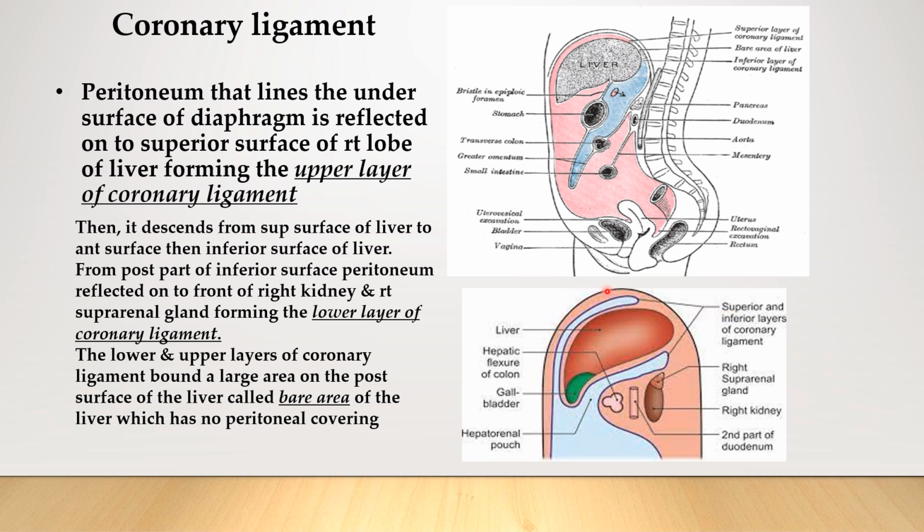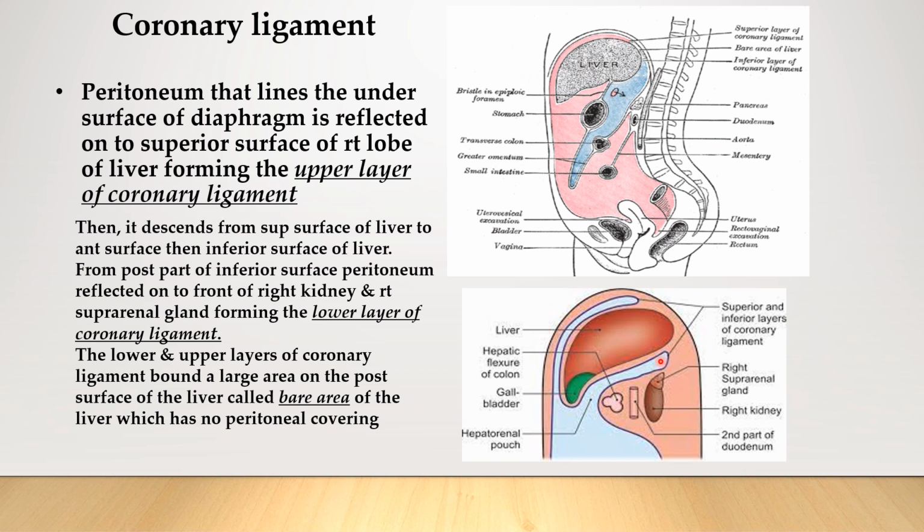So this is the diaphragm, and the peritoneum on the undersurface of the diaphragm is reflected onto the superior surface of the liver, and this reflection forms the superior layer of coronary ligament. Then it continues forward onto the anterior surface of the liver, then goes to the inferior surface, and on reaching the posterior part of this inferior surface, it is reflected onto the front of the right kidney and the right suprarenal gland.